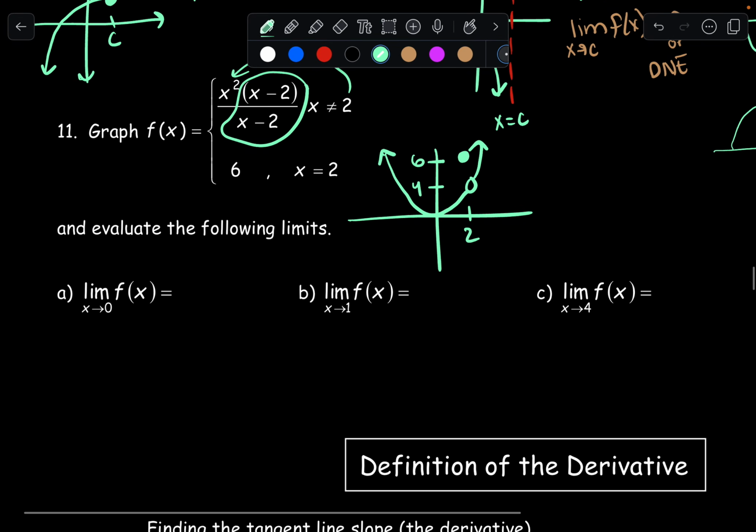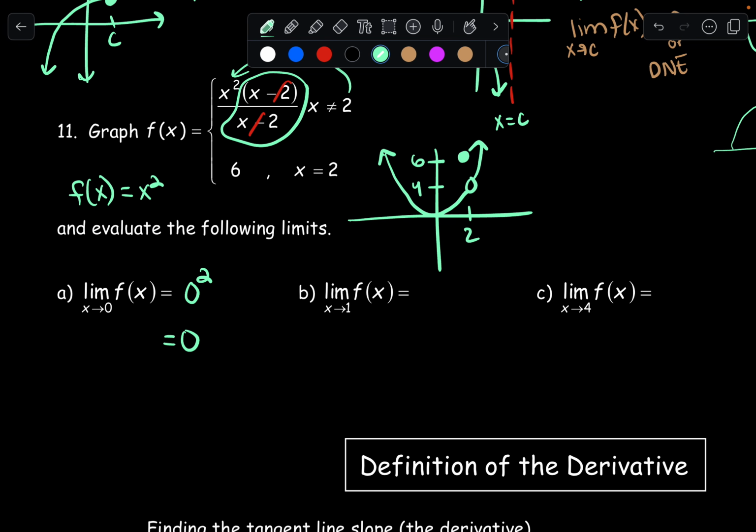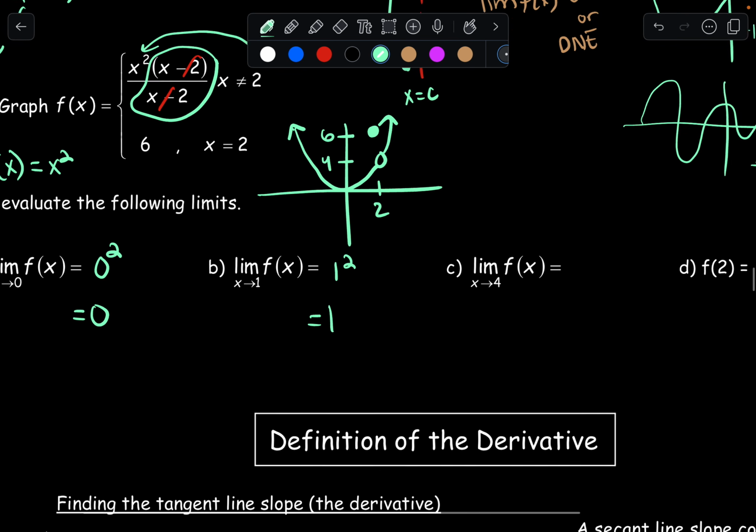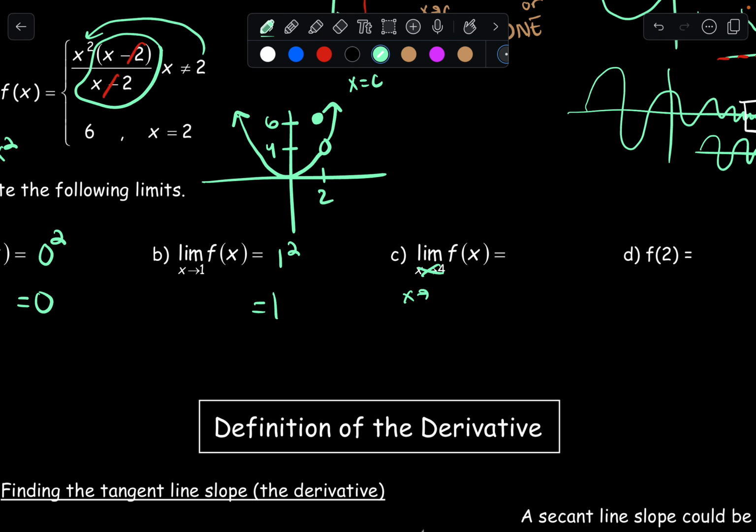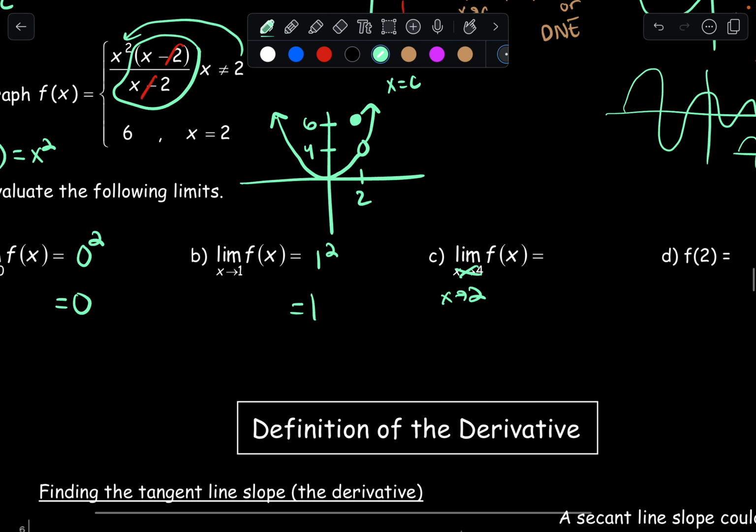Okay, so part A, the limit as x approaches 0. First step, direct substitution. I have 0 squared, which is equal to 0, because the simplified form for all values except for x equals 2 is just x squared, because these factors cancel out to create that removable discontinuity. Same thing for 1, direct substitution. I have 1 squared, that's equal to 1. This should say 2, the limit as x approaches 2 for f of x. Now, try direct substitution. If we remove those two factors, the x minus 2 over x minus 2, I get 2 squared, which is equal to 4.